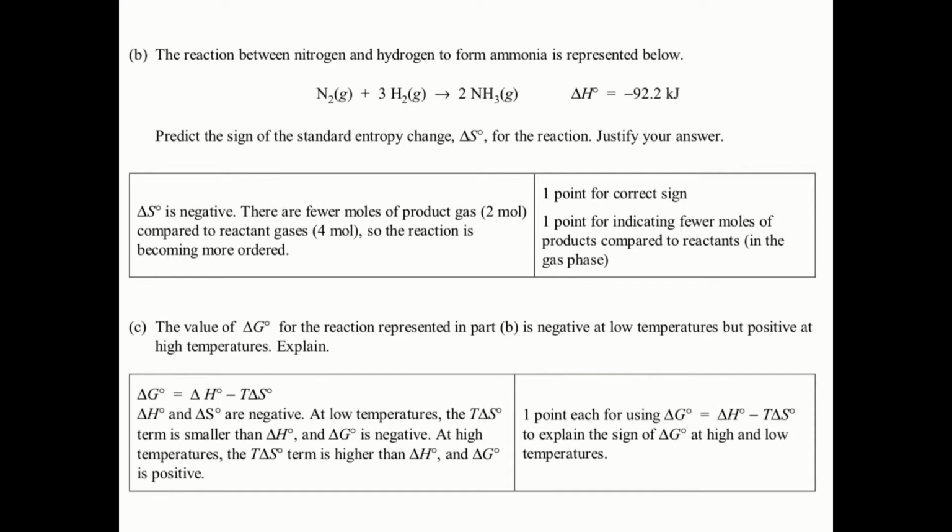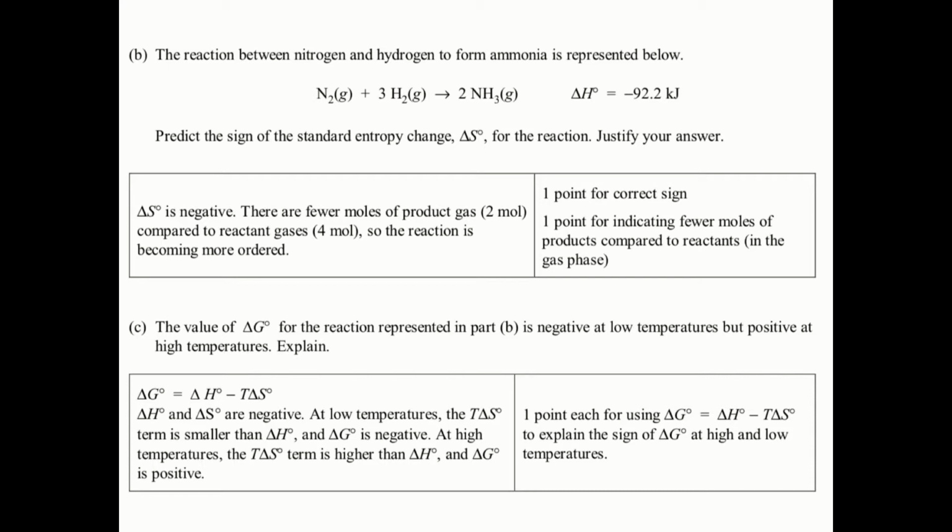So you get 1 point for saying that it's negative and 1 point for noting that you have fewer gas molecules in the product side. Okay, for C, it says the value of delta G for the reaction represented in part B is negative at low temperatures, but positive at high temperatures. Explain. So I need to show my Gibbs free energy equation, delta G equals delta H minus T delta S.